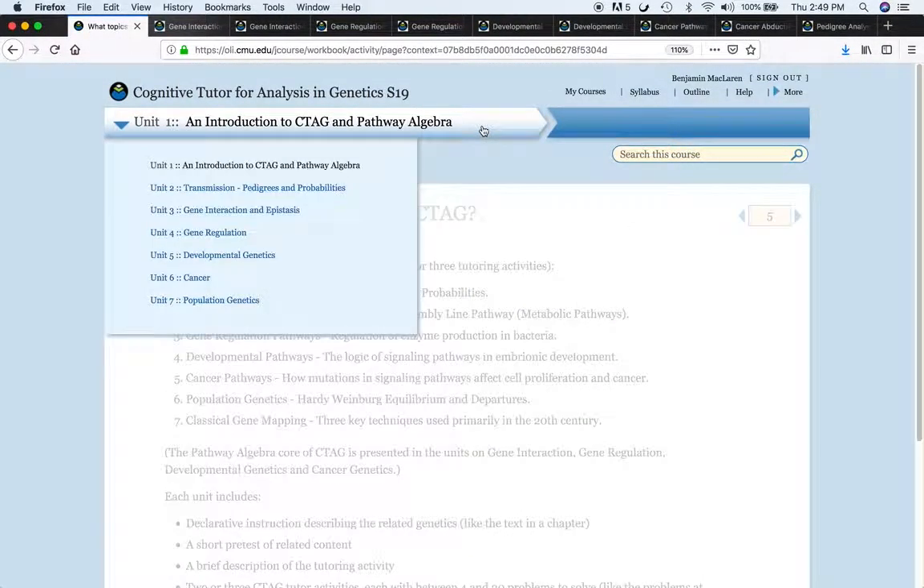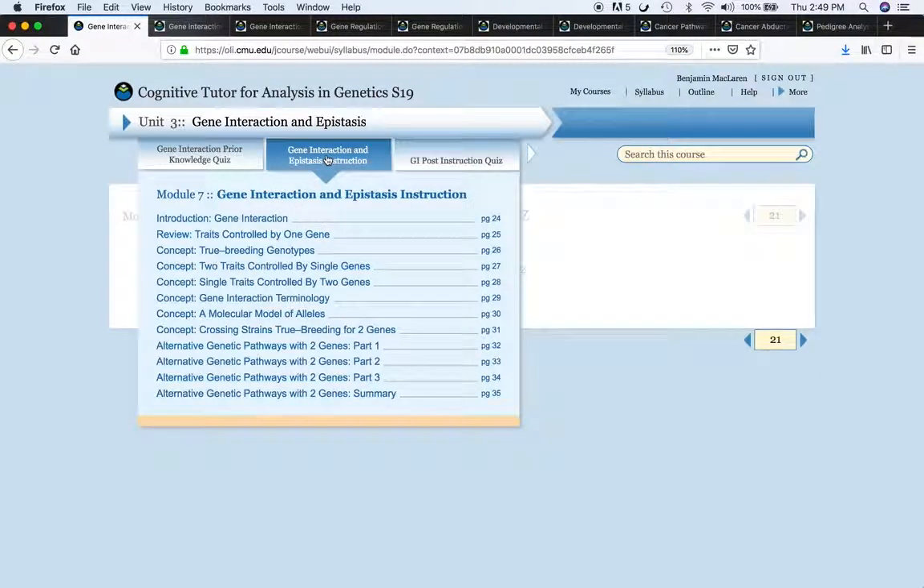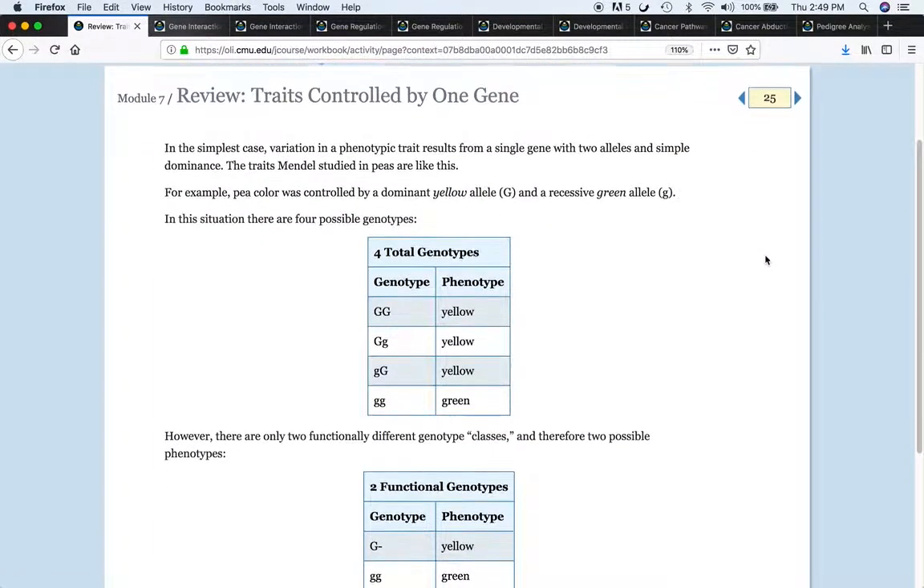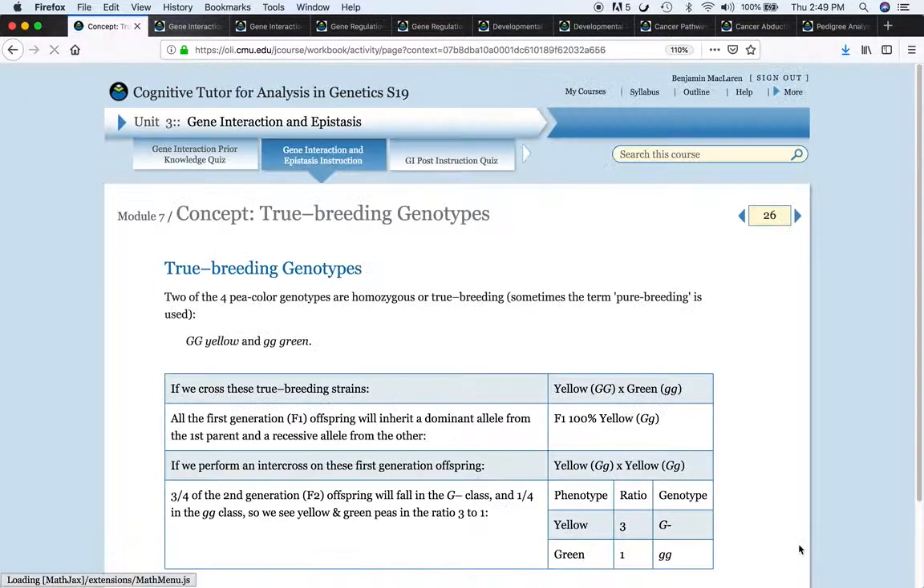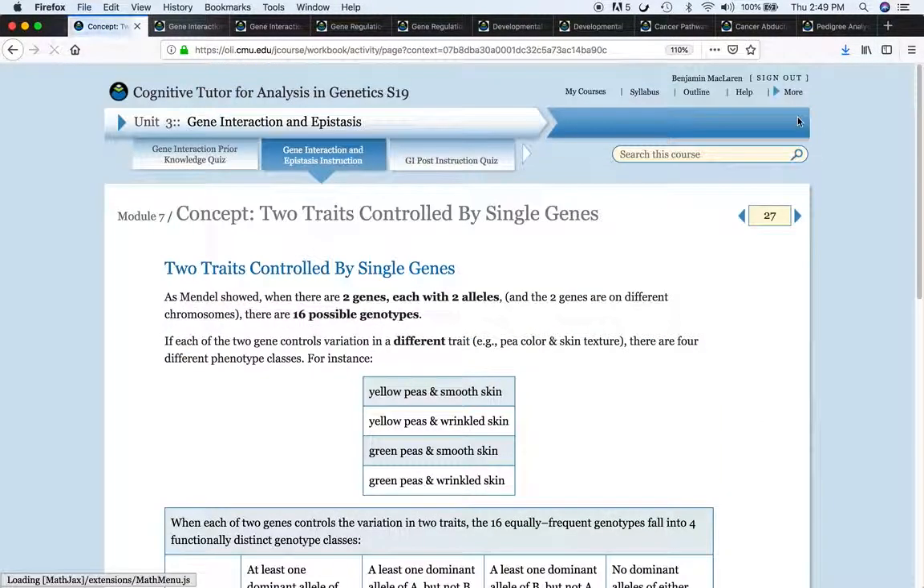So let's take a brief look at the declarative instruction for gene interaction to get an idea of what that looks like. So again, as I said, this is much like the text in the chapter of a book that you read, which gives a lot of background information, all very important.